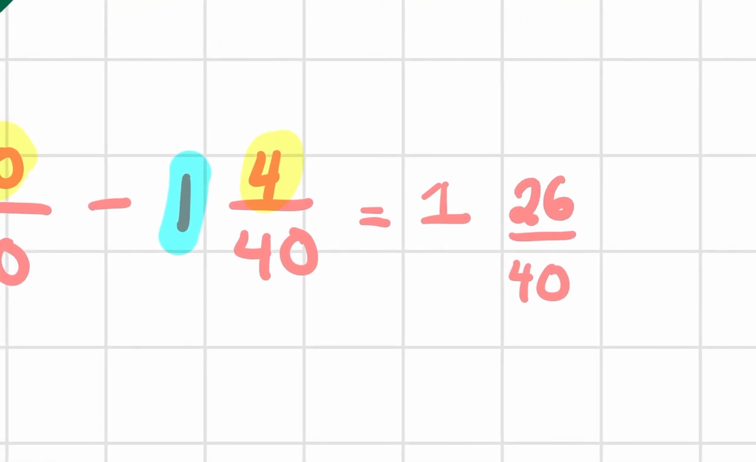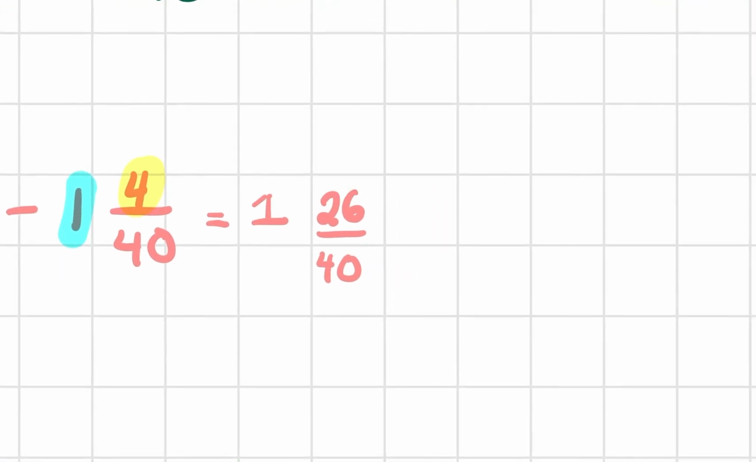So we have something that looks like this, but we are not totally done because we have to change this because this is not reduced. So we definitely need to reduce this fraction.